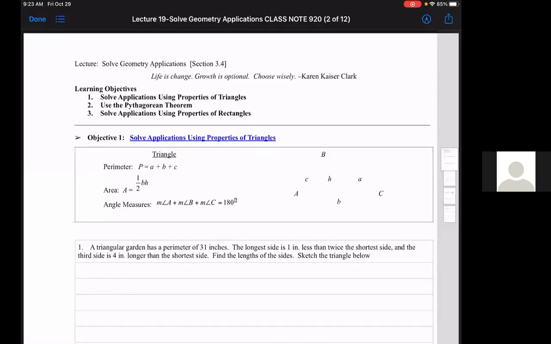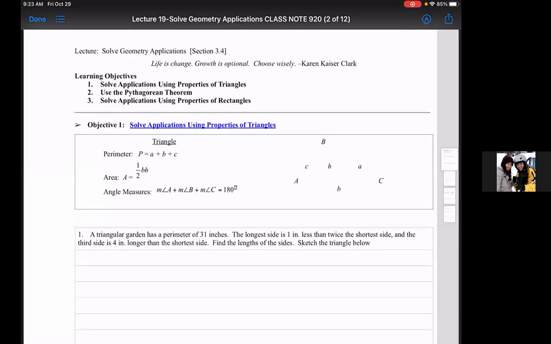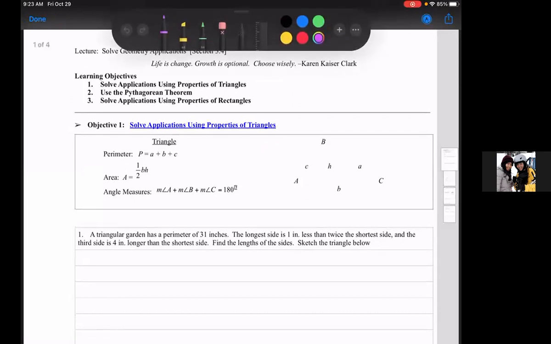Yucky outside. Today's lecture is section 3.4, solving geometry applications. So the first objective is solving applications using properties of triangles.